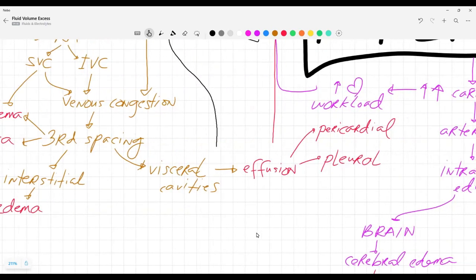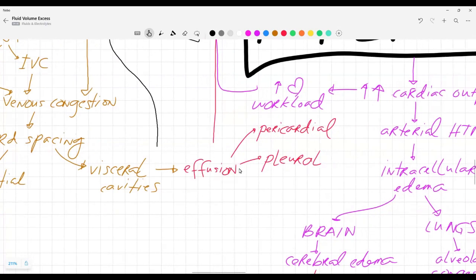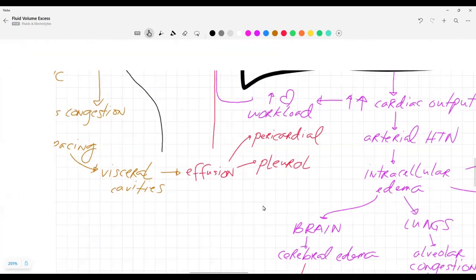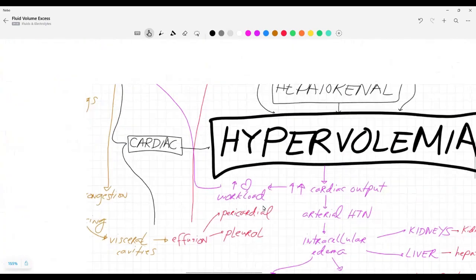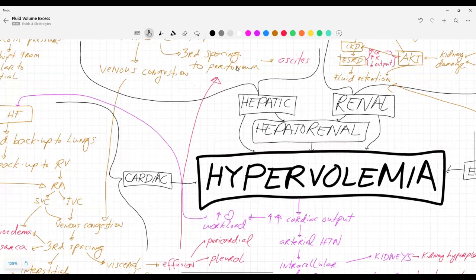In the visceral cavities, it could lead to effusion. So effusion is fluid in the cavities, such as in the pericardial cavity, which is what covers the heart, or in the pleural cavity. So there could be pleural effusion, or there could be pericardial effusion, fluid collection in those cavities. This effusion could also lead to third spacing in the peritoneum, and that's ascites. So that's that third spacing into the peritoneal cavity that could lead to ascites or fluid collection in the peritoneal cavity.